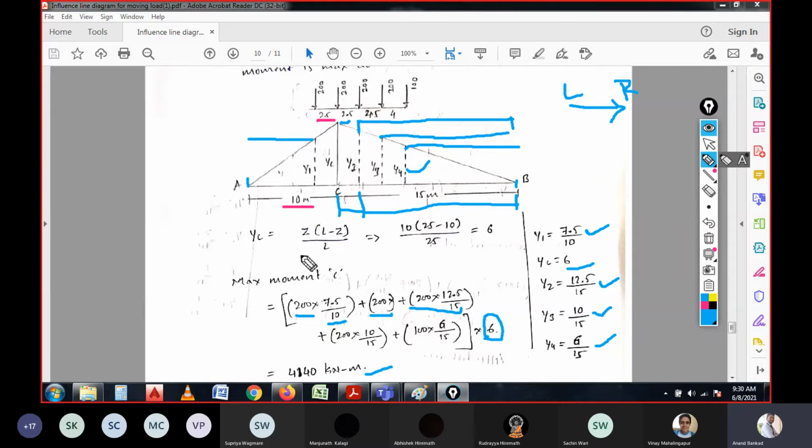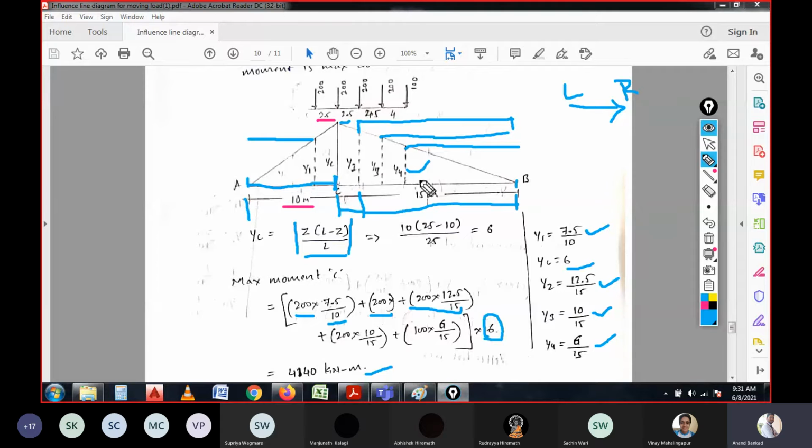YC, yes. This is the general formula. We know that previously we have solved this one: Z into L minus Z by L. So Z is the distance on the span where the section needs to be considered. The lesser value in the span is considered to be Z and the remaining will be L minus Z. So L is the total span. L is the total span of 25 meter, and if you deduct the value of Z, we will be left with this portion.